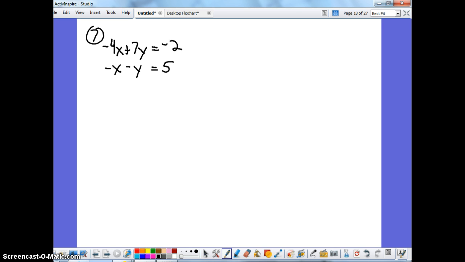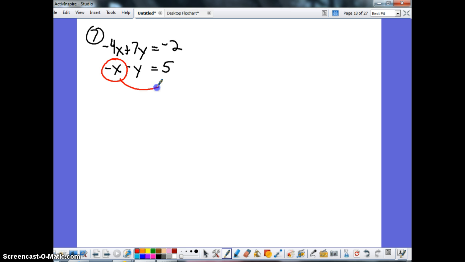So when I take a look at this, I always try to find an x or a y that doesn't have anything in front of it, that has a coefficient of 1. I don't have that here. So the best ones I can solve for would be in the second one, either the x or the y. It doesn't really matter which one I solve for. I'll just solve for the y.